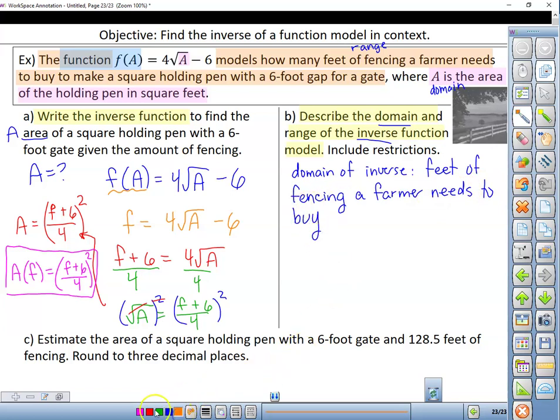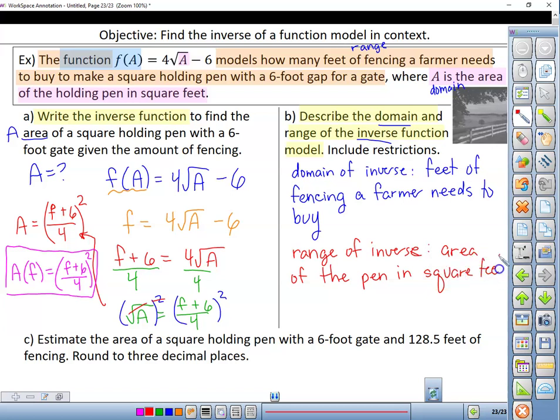And the range of the inverse will have to have been the domain of the original function, which is the area of the holding pen in square feet. So it is area of the pen in square feet.